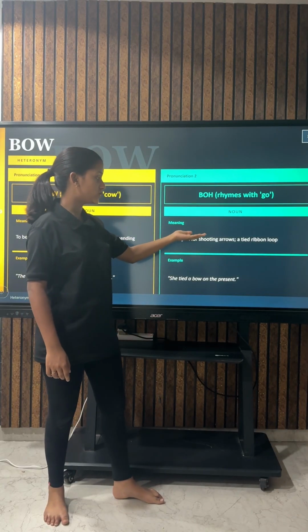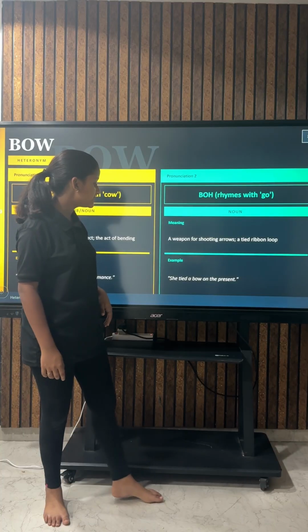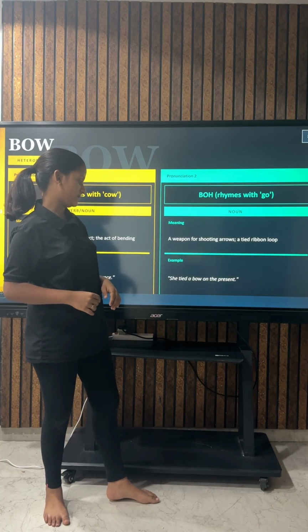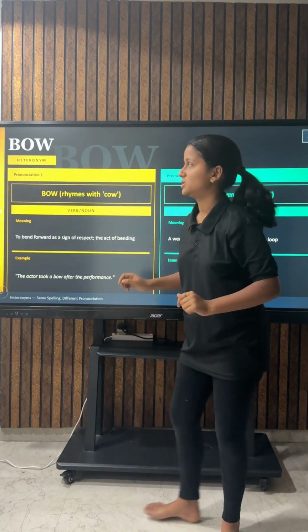The first meaning is a weapon for shooting arrows, and then a tied ribbon loop. The example is, she tied a bow on the present. She tied a bow on the present, a bow used for decorations.